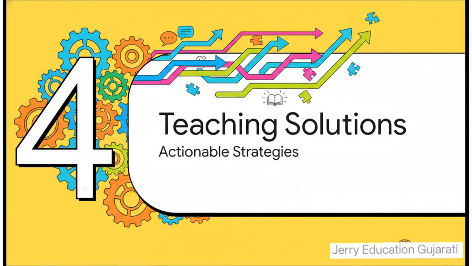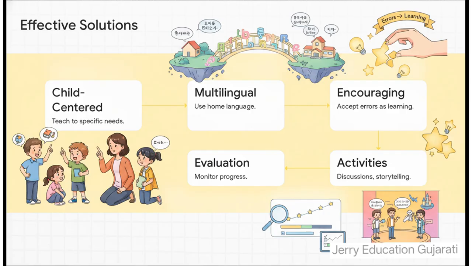Section 4. Effective Teaching Solutions. All right, let's pivot from the problems to the actual solutions. How do we fix this? By following these 5 steps, you can completely turn the tide. Step 1. Adopt a child-centered approach. Teach to the student not just the rigid syllabus. Step 2. Use a multilingual bridge. Please don't ban their mother tongue. Use it as a helpful crutch to get them to the target language.